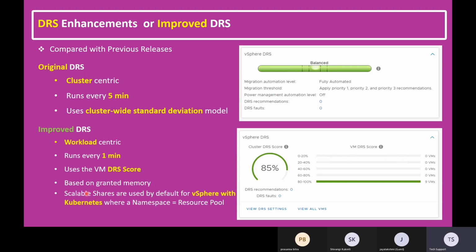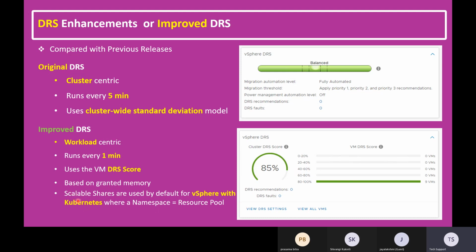And also the additional feature in DRS is scalable shares. The scalable shares feature is used by default for vSphere with Kubernetes. This is also one of the vSphere advanced features, vSphere with Kubernetes. Just understand this point. In our later classes, I will explain the vSphere with Kubernetes feature in detail.